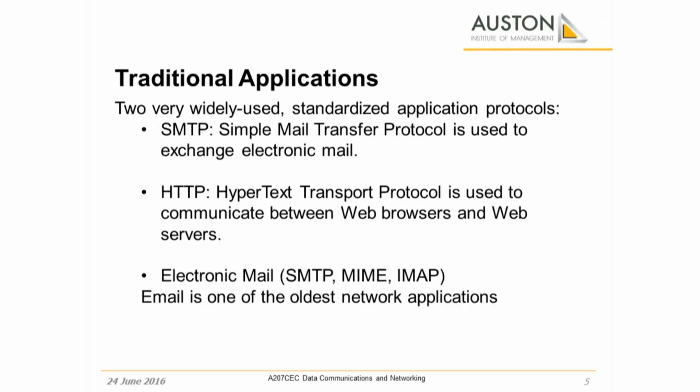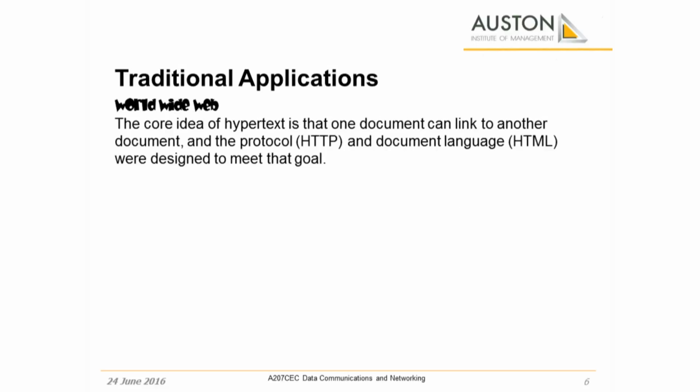HTTP is used as the main browsing protocol, while SMTP is used for sending and receiving emails. Electronic mail, or email, is one of the oldest network applications and ensures that messages are sent to and from the correct sender and recipient and with accurate message data and security. The core idea of hypertext is that one document can link to another document, and the protocol, that is HTTP, and the document language HTML were designed to meet that goal.